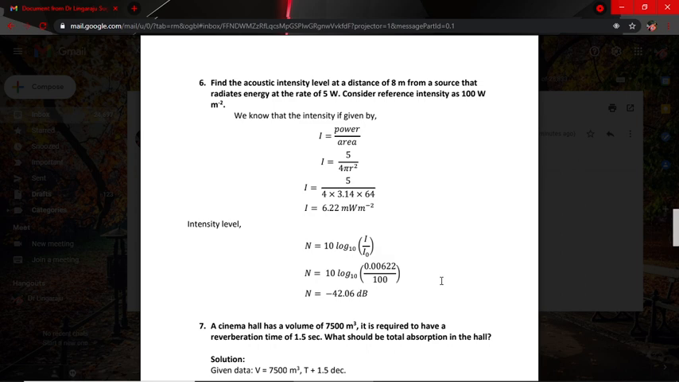That is equal to 0.00622 divided by 100. So the value in milliwatt per meter square becomes 0.00622 divided by 100. Calculating these two values, we are getting N is equal to minus 42.6 dB. So that is about the sixth problem.